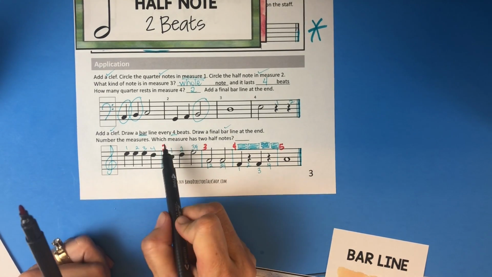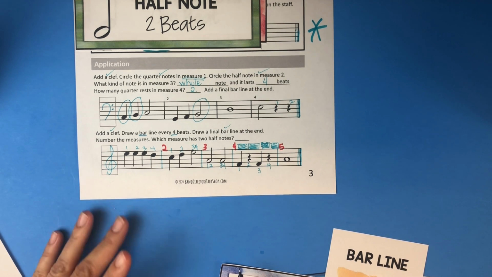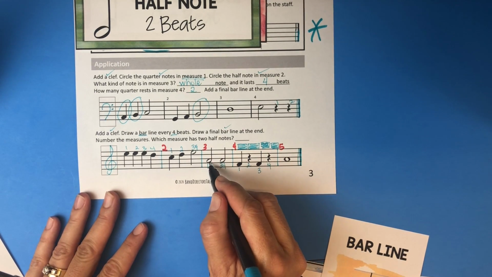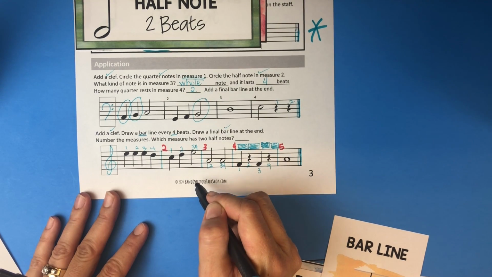Then the final question, it asks you which measure has 2 half notes. So you need to figure out which of those measures has 2 half notes. And I think you'll agree it's this measure right here, half note, half note. So you look up here, and that is measure number 3.